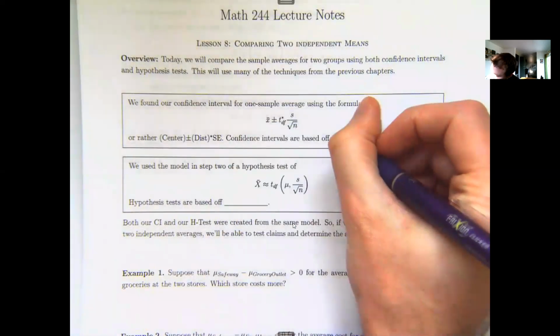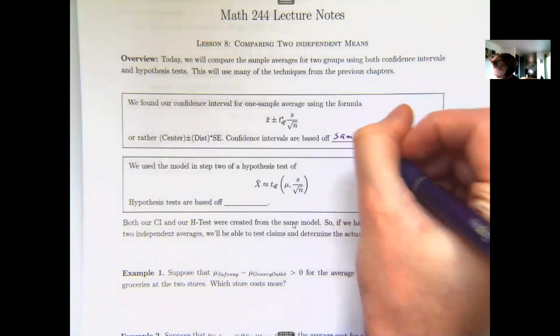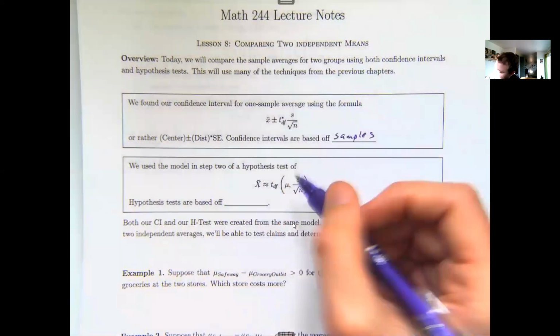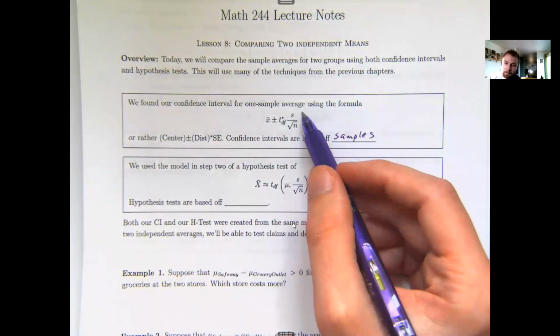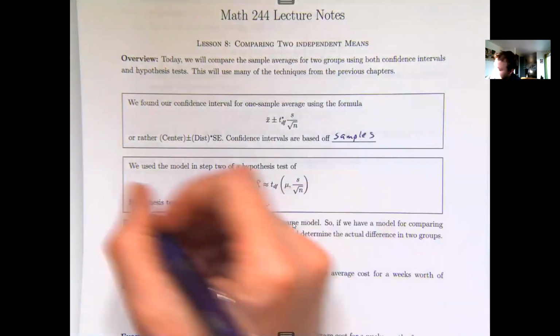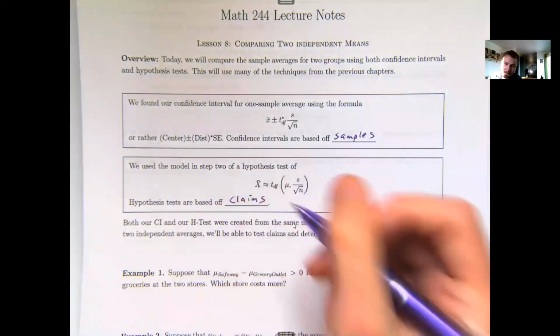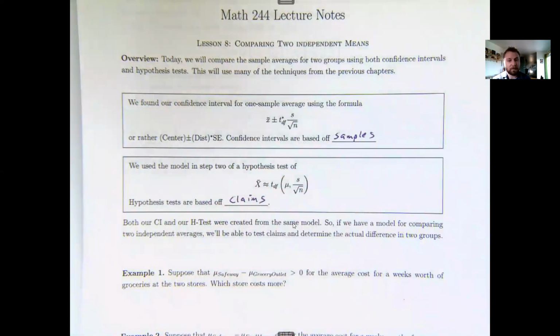Confidence intervals are based off of samples. So I'm just taking that mu and writing it as an x bar, the sample mean. The s is already a sample value, so I'm leaving it as s. In contrast, hypothesis tests are based off of claims. And this is going to work a lot like the lesson where we compared two proportions. So I'm going to look at some of the commonalities here.